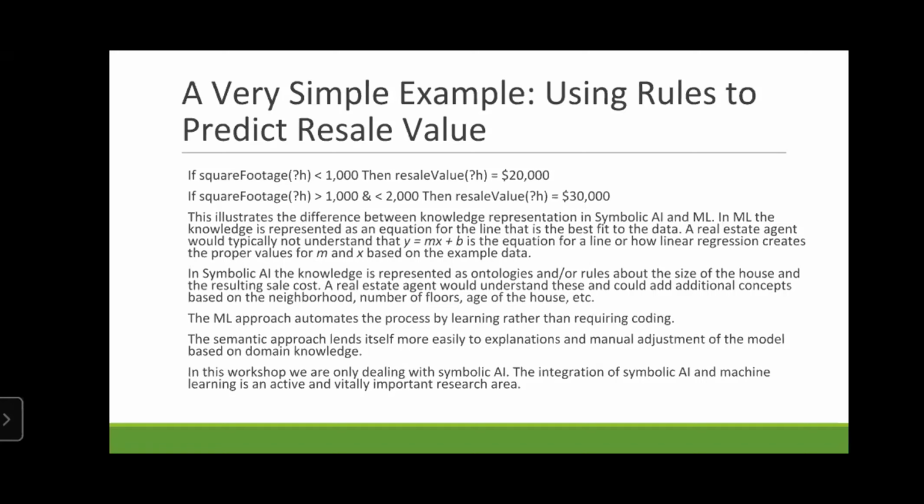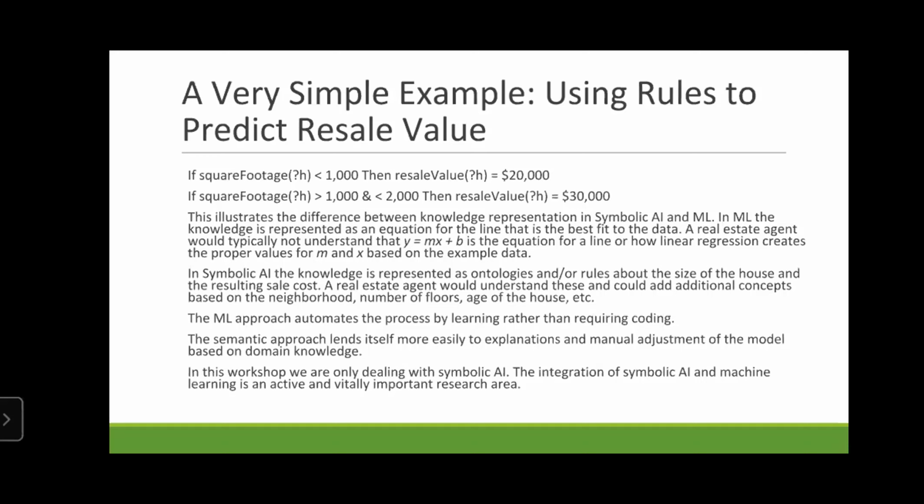Of course, you could also extend the machine learning model in that way, but the way you would extend the machine learning model is not by talking to a domain expert, but by getting more data that includes that kind of data as well, data about neighborhoods, data about age of the house, and so on. So the semantic approach lends itself more easily to explanation and manual adjustment of the model based on domain knowledge, whereas the machine learning approach can be more accurate and is more automated in that you just feed things into the algorithm and it generates the model for you.